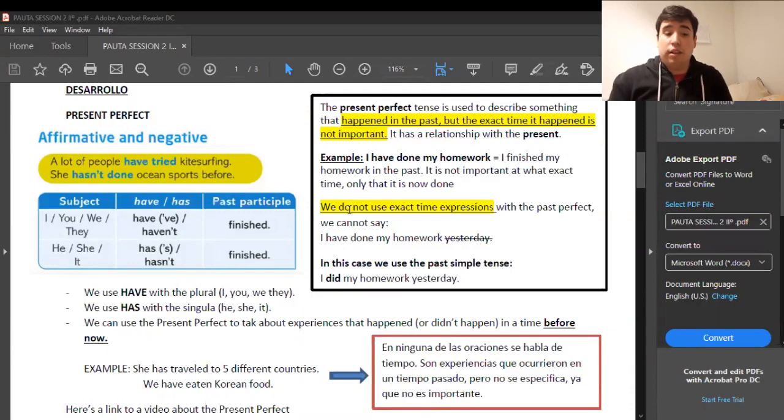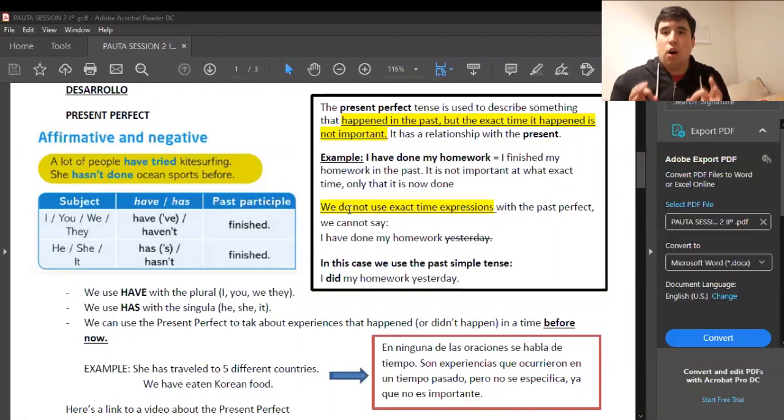Okay, so to begin with, we will go over the structure of the present perfect. The present perfect is used to talk about things, actions that happened in the past, but we do not know when they happened, or it is not important to know when they happened. These actions also have a relationship with the present, okay? So, for example, I have read a book. I read a book in the past, but I don't know when, or you don't know when, or it's not relevant to know when I read it. It's relevant to know that I have read it.